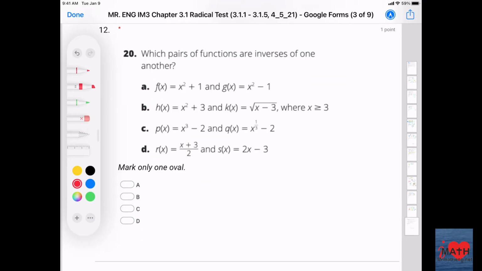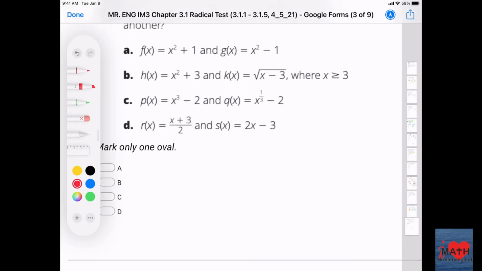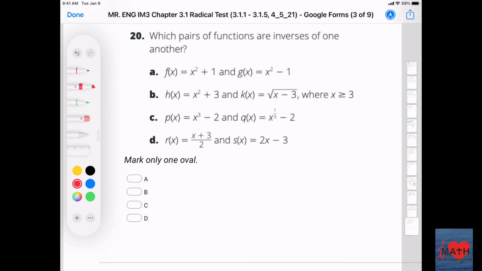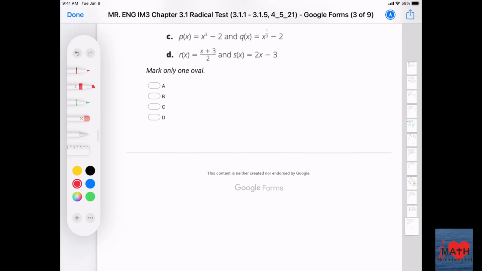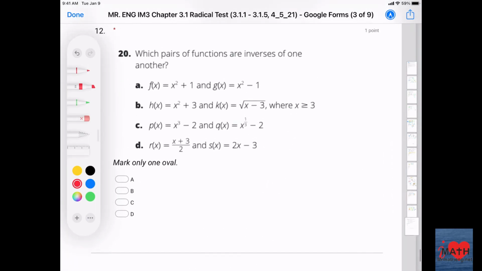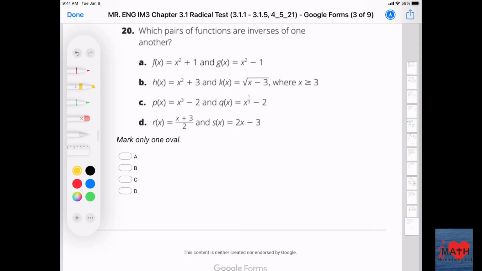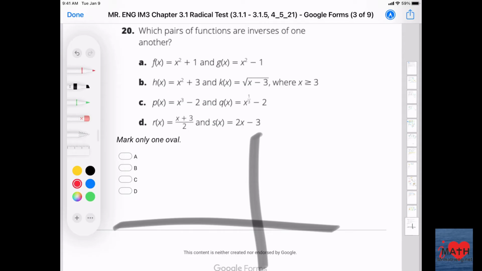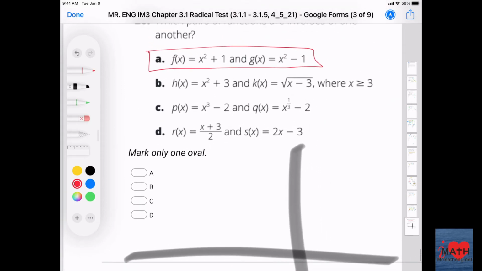Alright, which pairs of functions are inverses of one another? If you recognize, what we have here are 2 function notations. And basically for A, if you put f into g and then g into f and get the same thing, then essentially they are inverses. Okay, so let's go ahead and separate these. And maybe we'll do this one in red, and I'm going to do f into g.